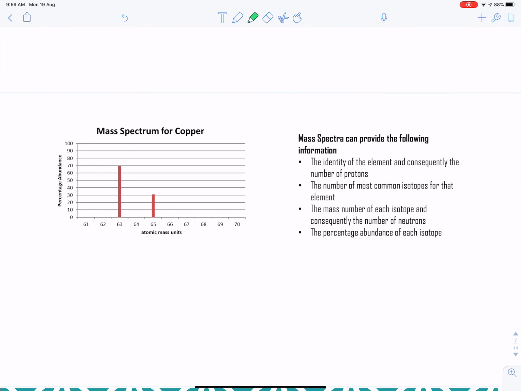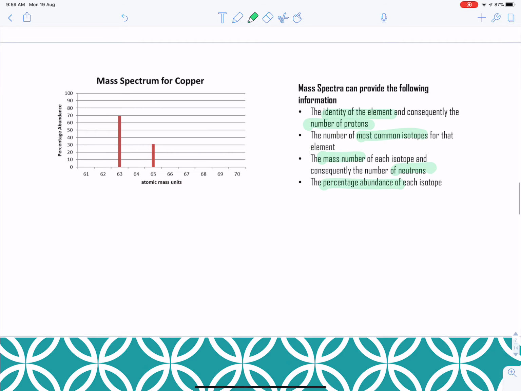So, the mass spectra can actually provide the following information. The identity of the element can be determined, and consequently, the number of protons. The number of the most common isotopes for that element can also be determined, the mass number for each isotope, and consequently, the number of neutrons, and the percentage abundance for each isotope. All this information is provided by the mass spectra.